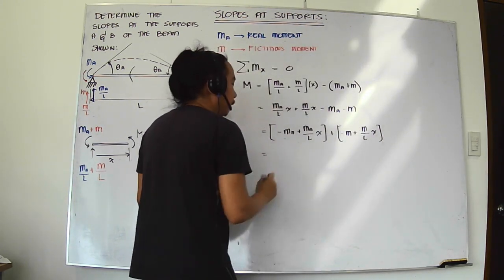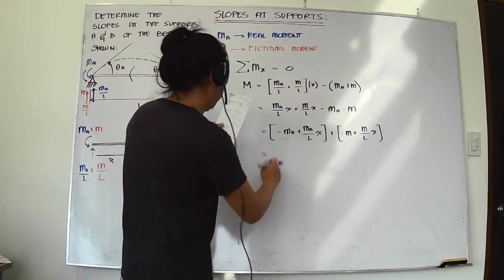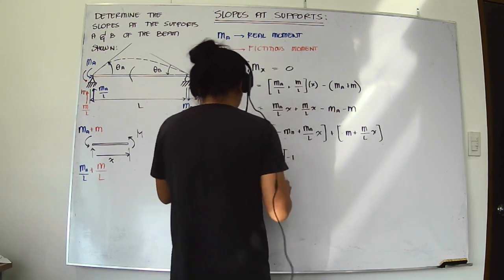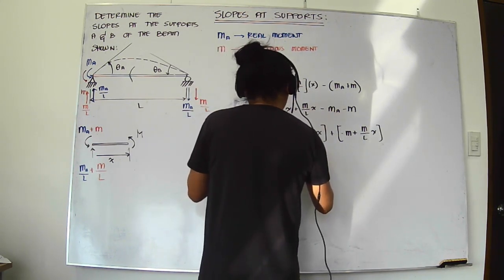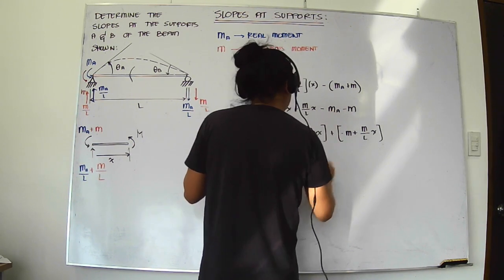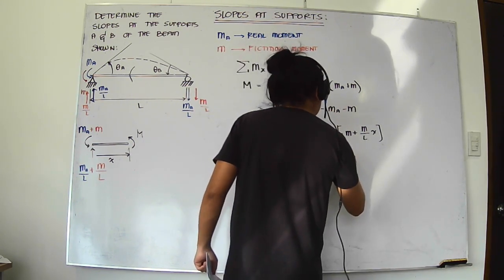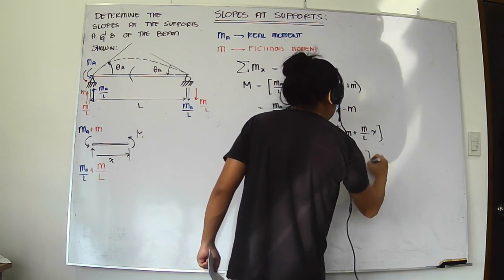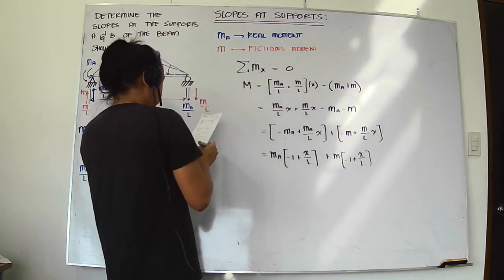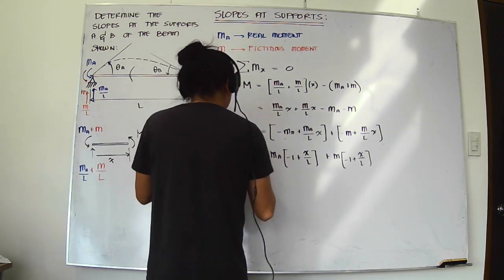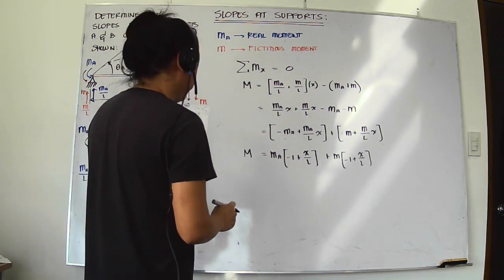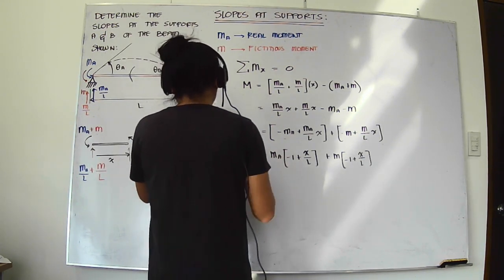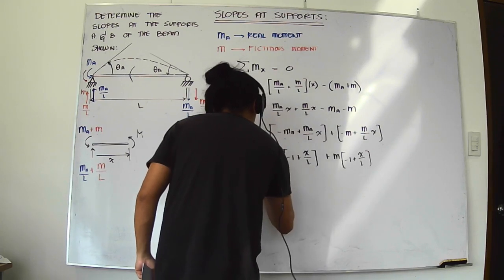I would like to factor out MA. Okay? So in this case, we have MA times negative 1 plus x over L. Right? Plus M times negative 1 plus x over L. So we have something like this. This is our M. Let me further simplify. We can have this.